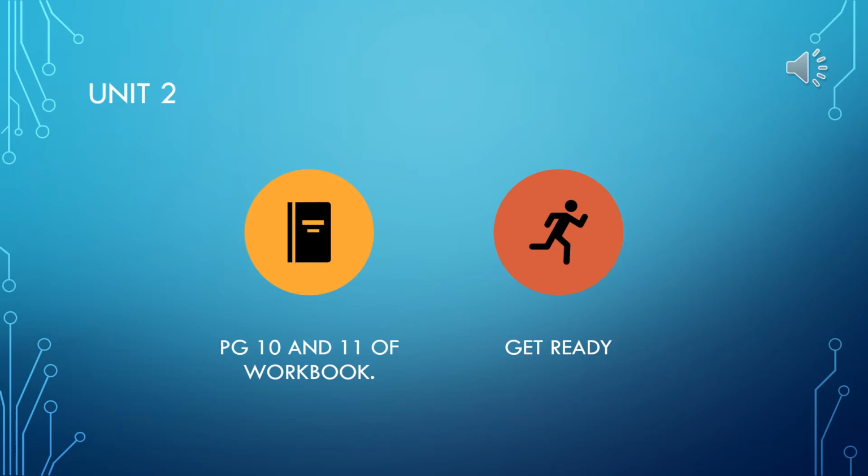Circle the correct word. When you play jacks, you dash the ball. Look at the picture. You drop the ball. Number 2, when you play soccer, you bounce the ball or you kick the ball to make a goal. You kick the ball. Okay, come to page number 11 of your workbook now.